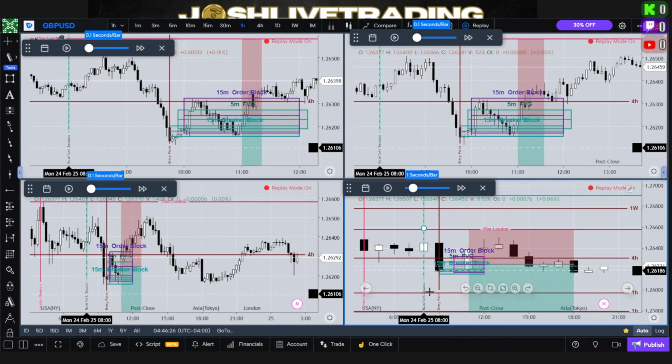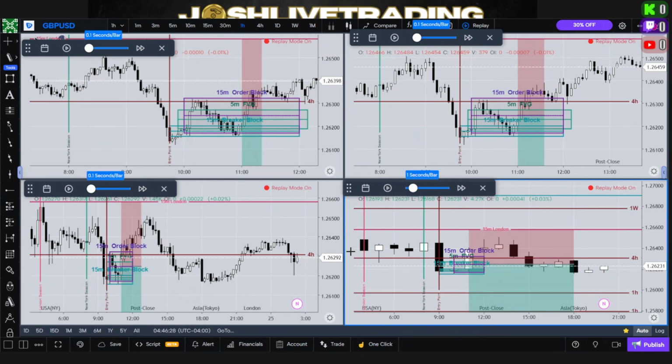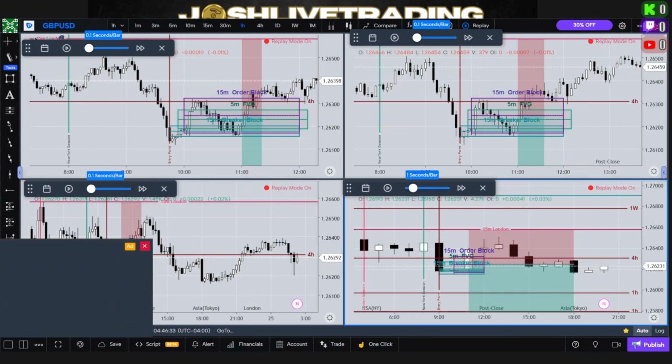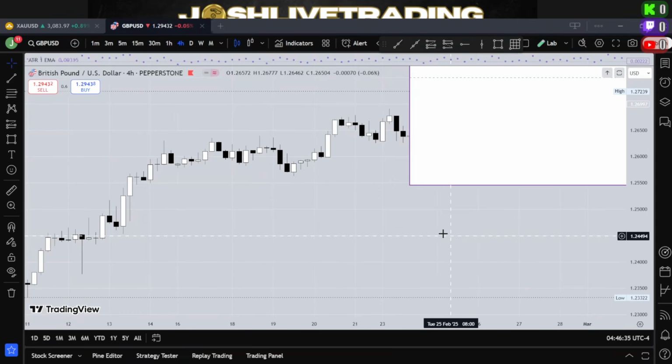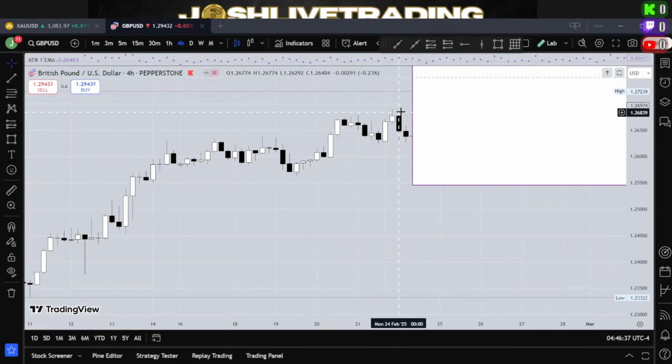I saw from the weekly, because it's not easy to change out to weekly, so I use TradingView for that. Let me pull it up for you guys. So we're going bearish, right? We're going bearish. So we're going bearish at like 8 o'clock.